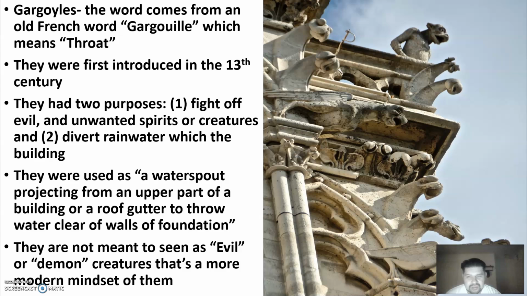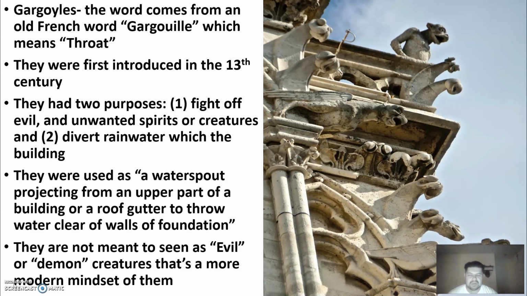Now, the gargoyles were first introduced in the 13th century, and they basically served two purposes. One of them was supernatural, and one of them more practical. The first one, the supernatural, was to fight off evil or unwanted spirits or creatures away from the building. The practical one is that it diverted rainwater from the building. Whenever rain would come down, it would collect, and then the gargoyles would spit it out. Basically, there was a little funnel, and it would go through its mouth and out.